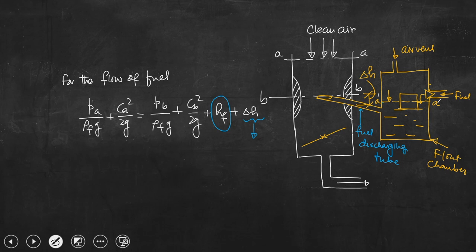This particular height difference is also very important, because as we discussed in the last class, we would like to have a drop in pressure of the air while it is flowing through this passage, and that pressure difference is responsible for the flow of fuel from the float chamber to this particular orifice point. While we are considering flow of fuel from the float chamber to the fuel discharging point, we also need to take the static height difference. That static height difference is already taken care of while we are trying to establish the expression of mass flow rate of fuel, and this particular term is the frictional losses.